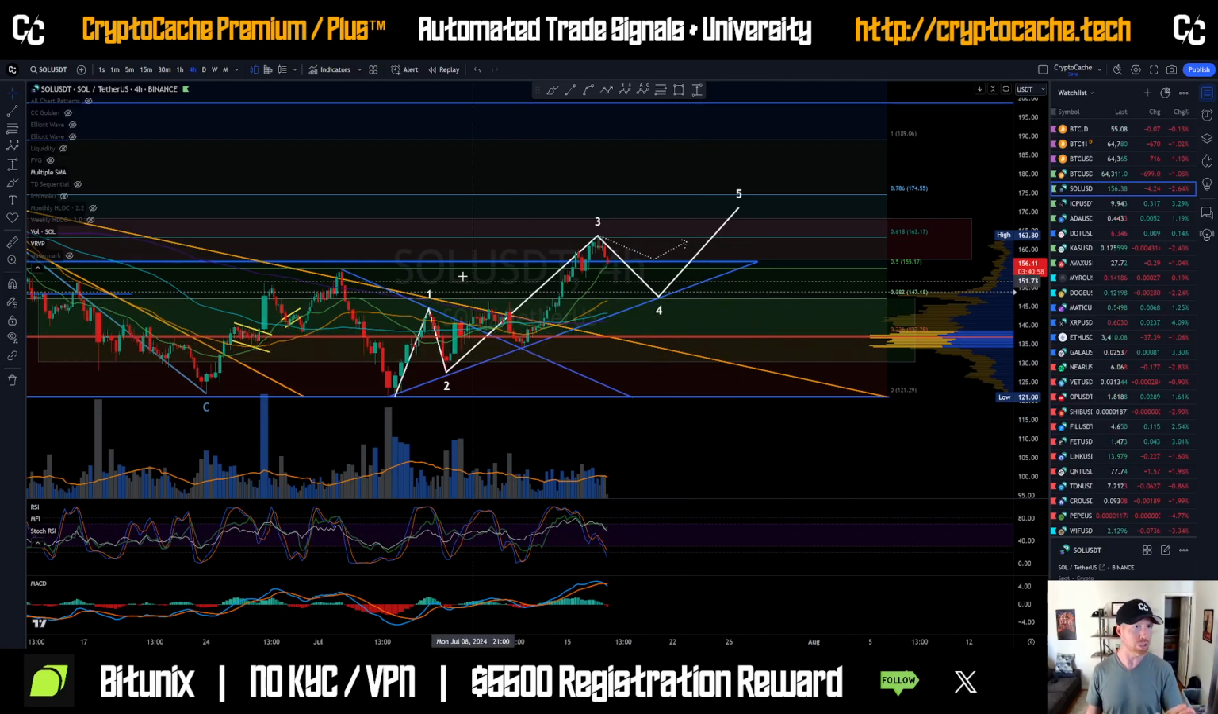Take a look quickly at the 4-hour time frame. Let's recognize the important stuff here. We're testing the 20-day SMA right now. Is that a big support level? No, Bitcoin's doing the same thing.